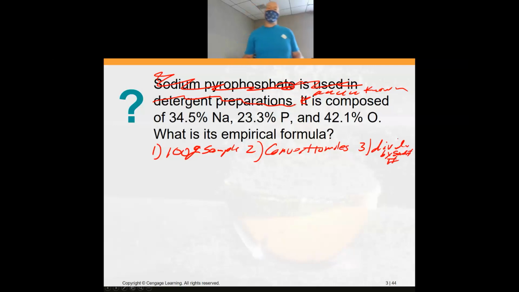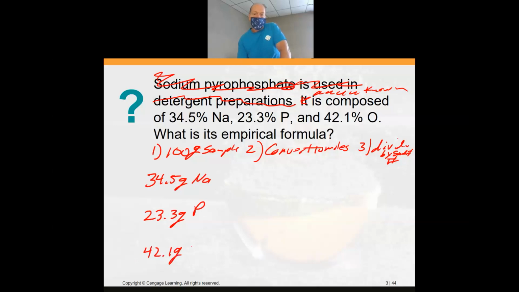And then we're going to have to determine if we need to multiply everything through. If we get a whole number for all three of those, then we're done. If we don't, we have to multiply by 2 or 3 or 4 or 5. All right, so if we have these percentages, now they're grams: 34.5 grams of sodium, 23.3 grams of phosphorus, and 42.1 grams of oxygen.